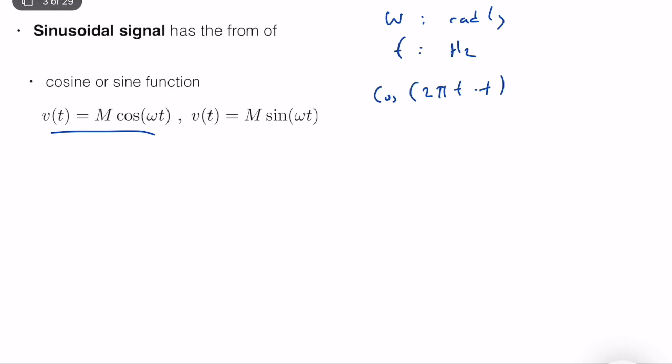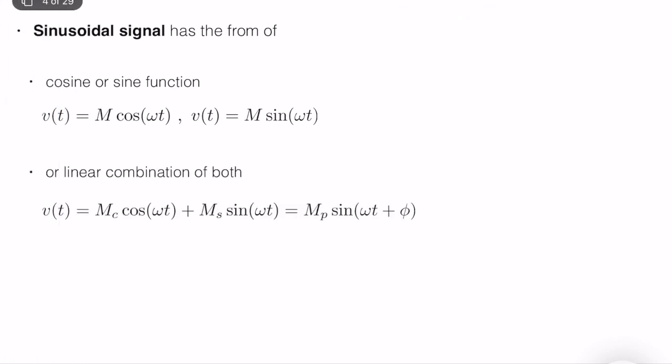It's also possible that we can have a linear combination of both, such as Mc cosine omega t plus Ms sine omega t, which technically can be combined into a single form, which is a magnitude and a phase difference. Also, we can have a different version, such as Mp times cosine of omega t plus, let's say, phi 2 or something like that. Technically the magnitudes will be the same, but the phase difference can be different.